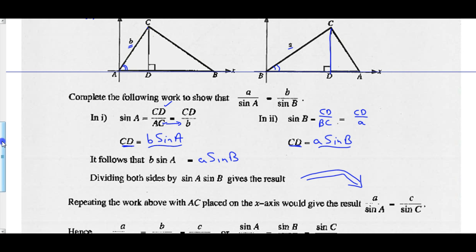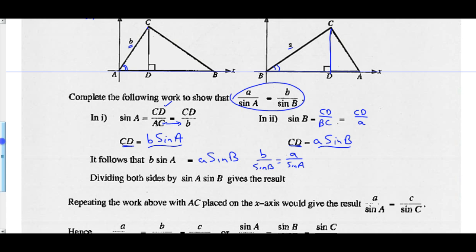Little a over sine A equals little b over sine B, actually. So we don't get that equation. I guess they want us to do it the other way. So we should get b over sine of B equals little a over the sine of angle A. All right. That's what they asked us to prove.